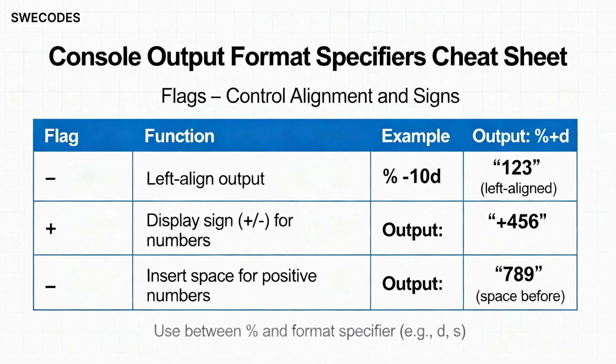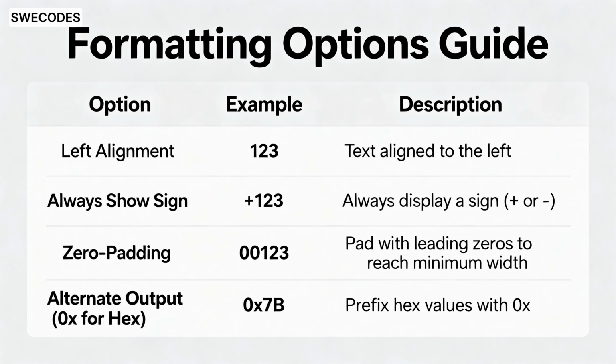Here's a quick cheat sheet of what you can put between % and your format specifier. Flags control alignment and signs. Examples: minus for left alignment, plus to always show a sign, 0 for zero padding, hashtag for alternate output forms, like adding 0x for hex values.